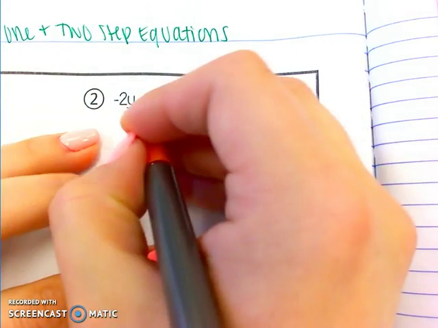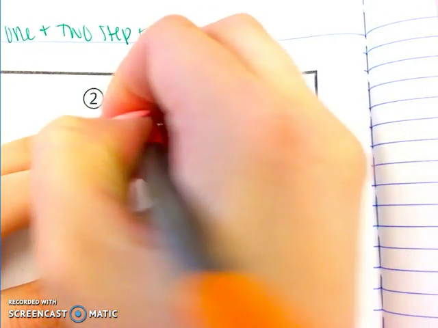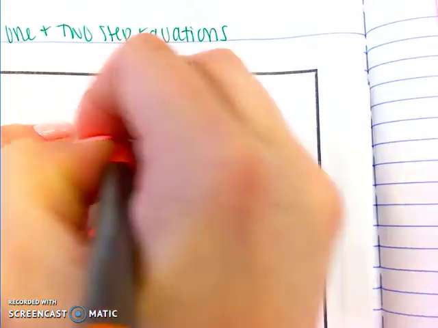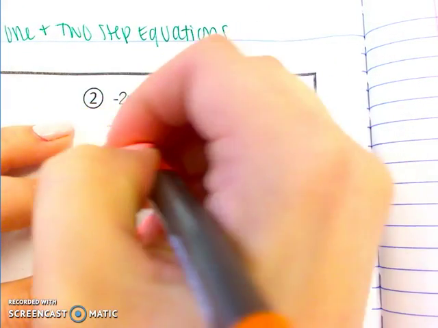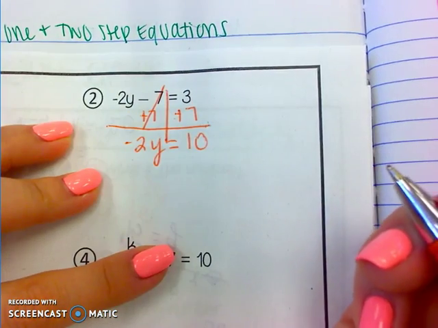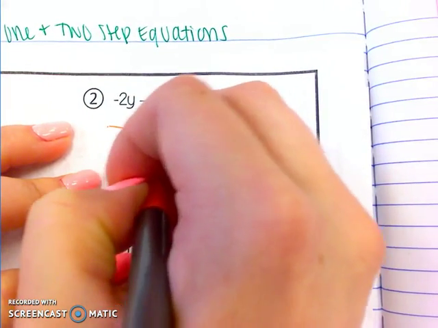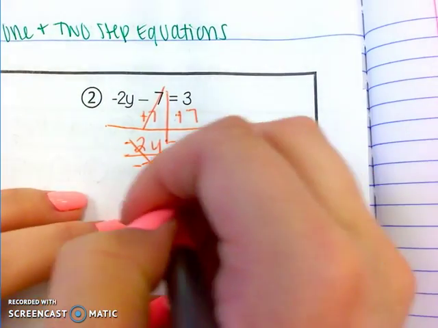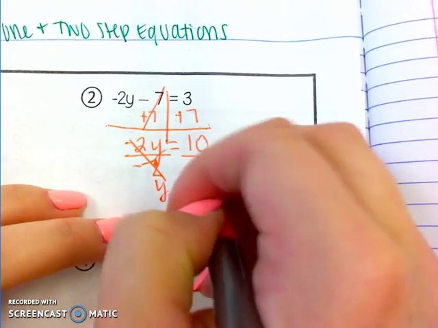Same thing here. Here's my acquaintance and my best friend. So I'm going to add 7 to get rid of that associate. I'm left with -2y equals 10. Last step is to divide by -2. Don't forget to divide by the negative. Okay, y equals -5.